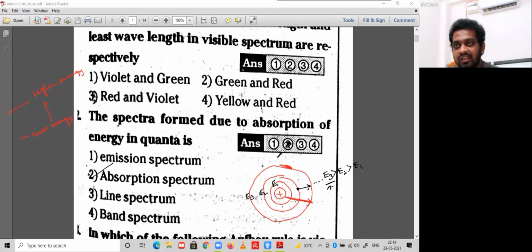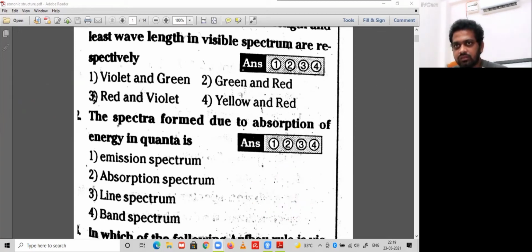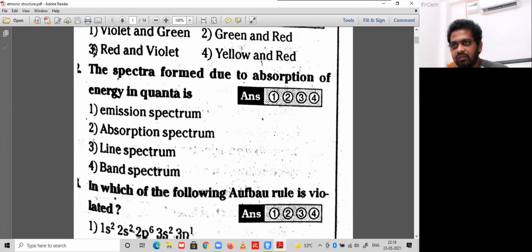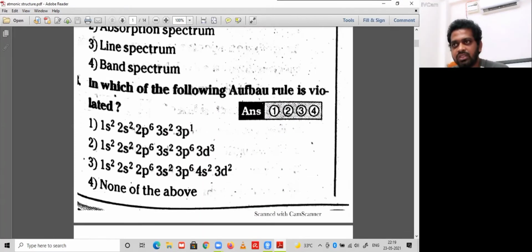And when the electron emits energy, it jumps from a higher energy level to a lower energy level. During this situation, emission spectra will be formed. But here the electron is absorbing the energy, so absorption spectra will be formed. Option 2 is the correct option. Next one, third question. In which of the following is the above rule violated?